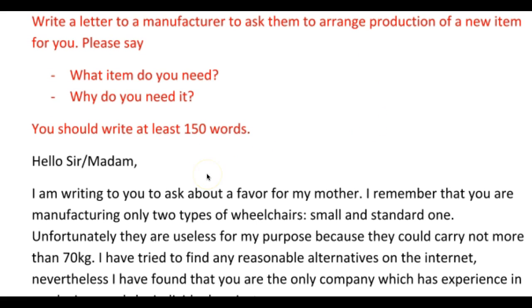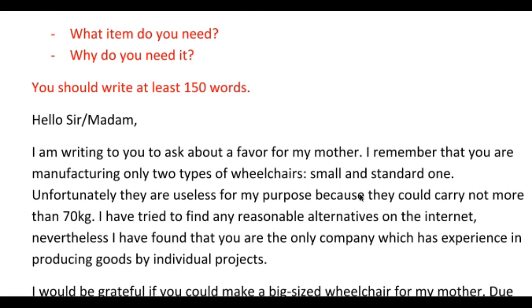So let's just carry on. So I'm writing to ask about a favor for my mother. So let's carry on. I remember that you are manufacturing only 2 types of wheelchairs, small and standard, full stop. Unfortunately, they are useless for my purpose because they could carry not more than 70 kilograms. Tried to find any reasonable alternatives on the internet. Nevertheless, I found that you are the only company that has experience in producing goods by individual projects.